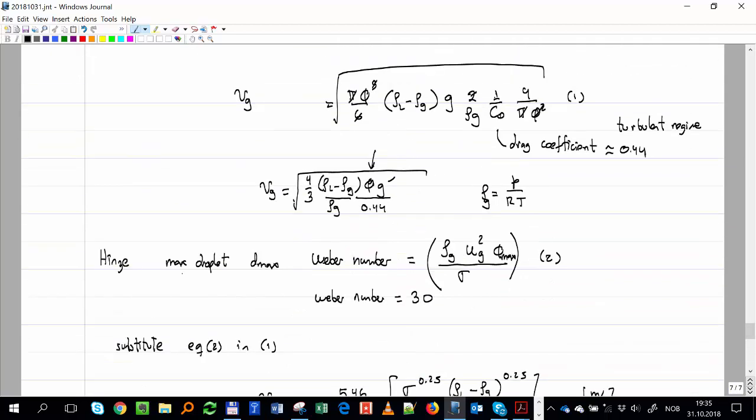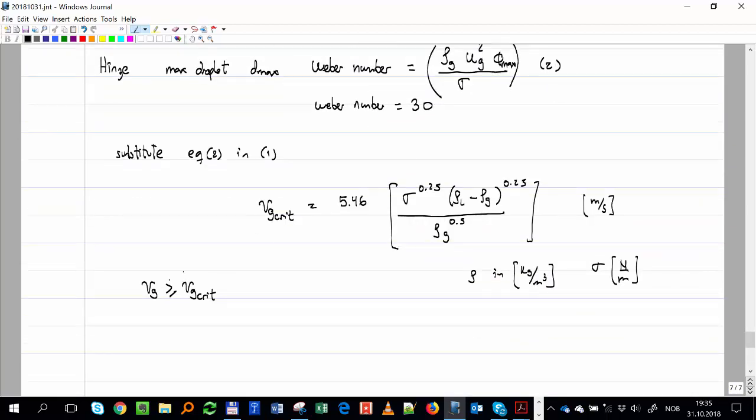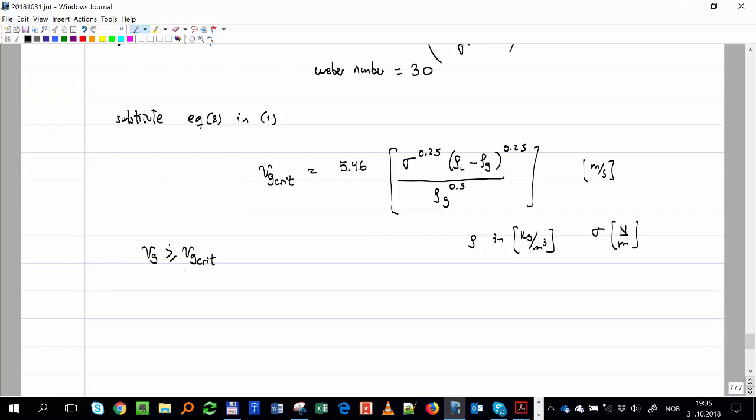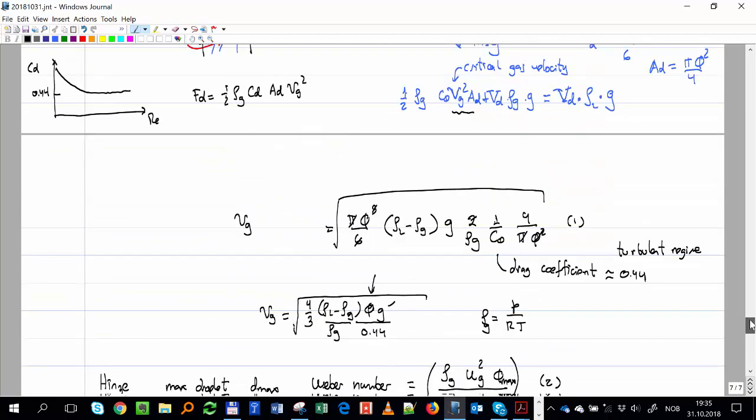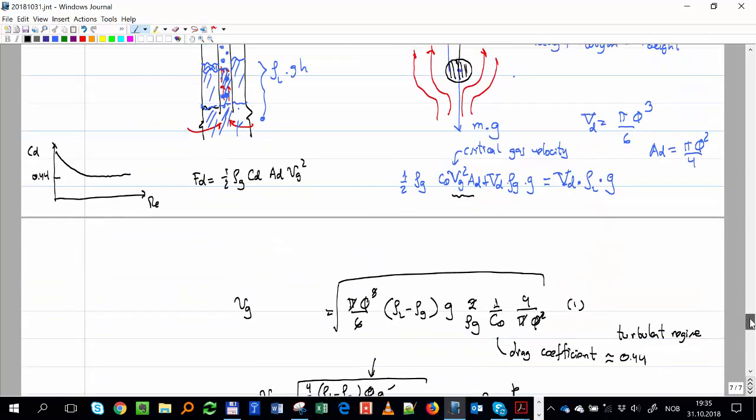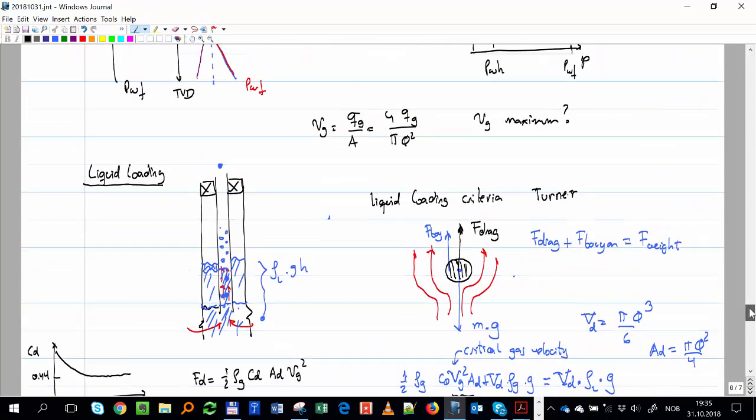If this criterion is not verified, then we would face the phenomenon that you explained. You will have liquid accumulation, and eventually it will build up in the well and kill the well. You will have just too much back pressure. Basically, the gas cannot lift the liquid.